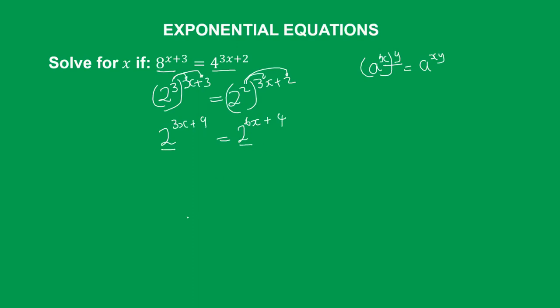The powers have the same base, so we can equate the exponents. Therefore, 3x plus 9 is equal to 6x plus 4. Then we solve for x. We can say 3x minus 6x is equal to 4 minus 9. And then 3x minus 6x, that is negative 3x, is equal to 4 minus 9, that is negative 5. And then we divide by negative 3 on both sides of the equation. x is equal to 5 over 3.